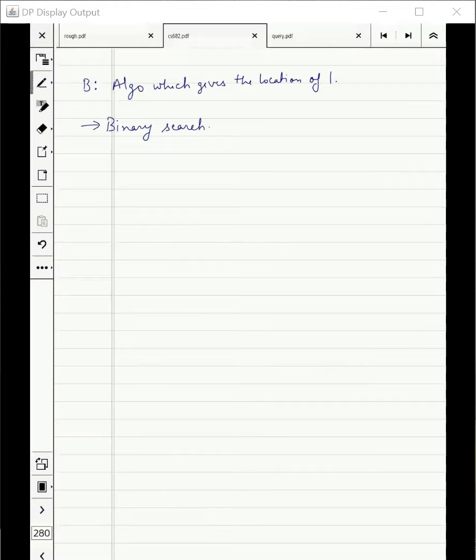If A took root n time, then B will take how much time? Root n log n. Very nice. Root n log n time.